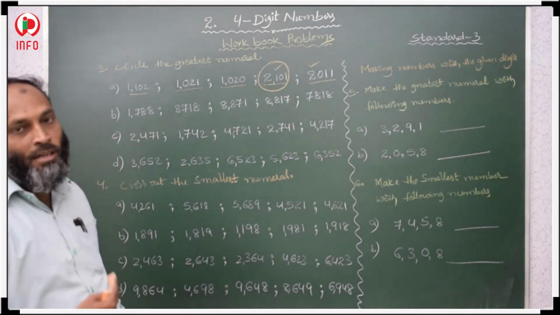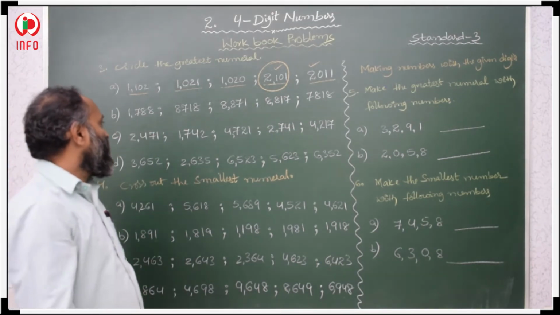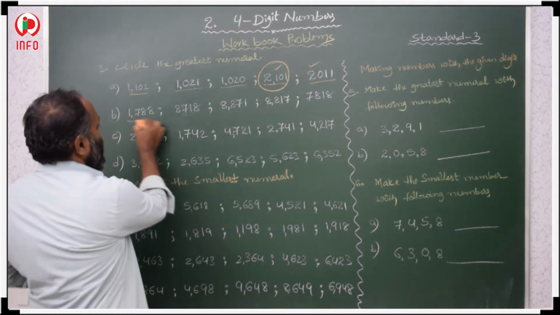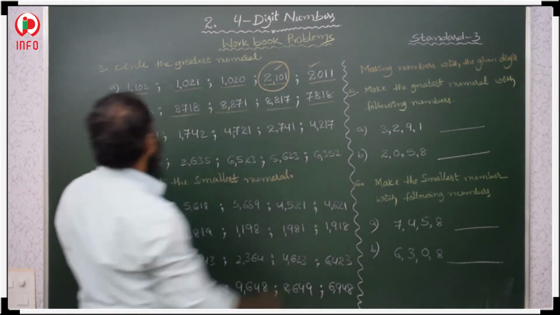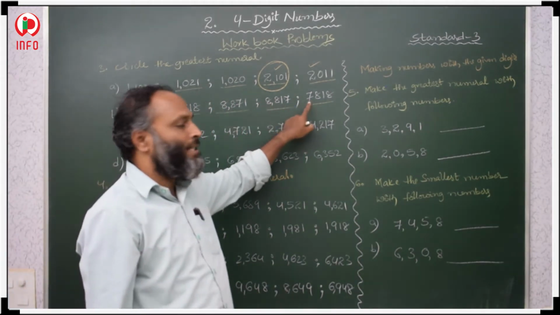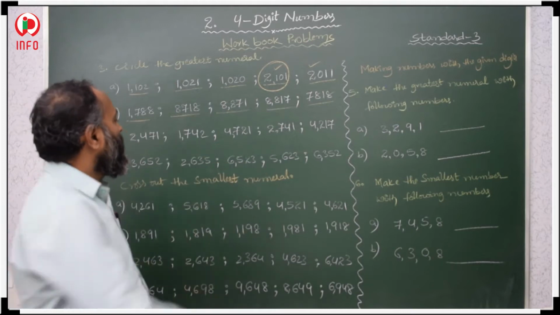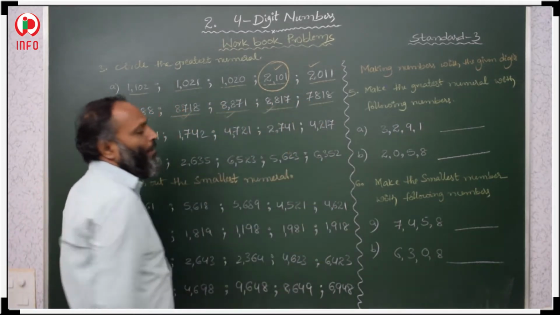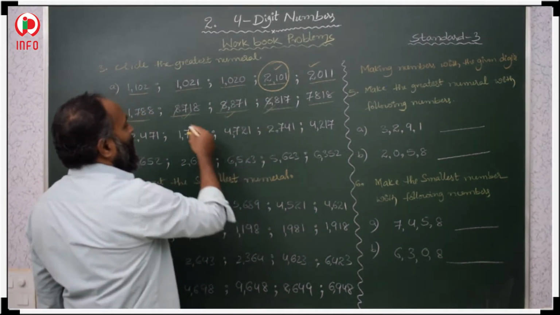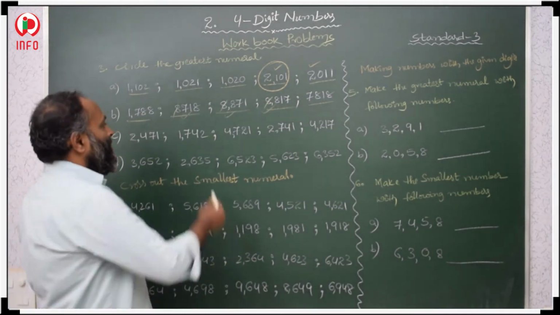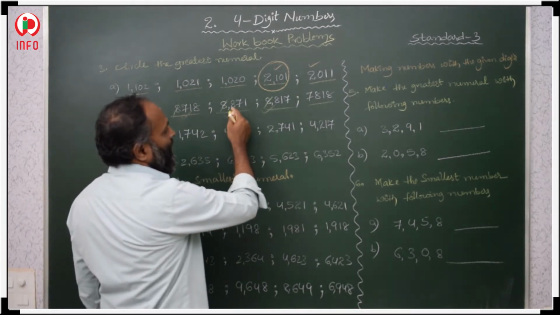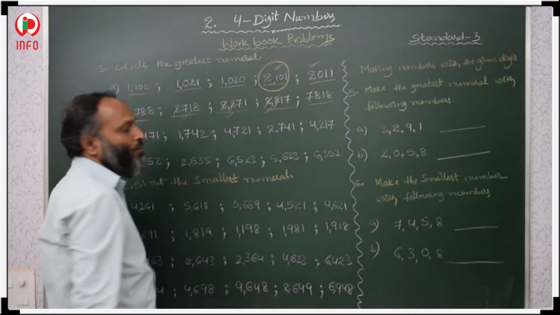How to compare? We start the comparison from the thousands place. What is there in the thousands place? 1, 8, 8, 8, and 7. Among the three 8s we have to decide which one is bigger. These three 8s are equal, so you go to the hundreds place: 7, 8, 8. 7 is smaller, so don't go here. The two 8s are bigger.